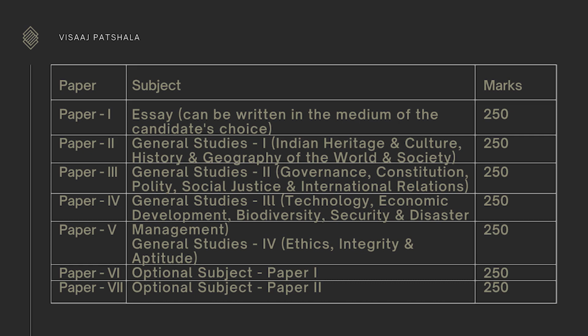In Papers 6 and 7, the UPSC mains syllabus gives a list of 48 optional subjects. This optional subject PDF has been given in the description box below. You can click on that link and get the PDF. You can also get the PDF for Paper 2 to Paper 5, that is GS1 to GS4. Now the syllabus part is completed.